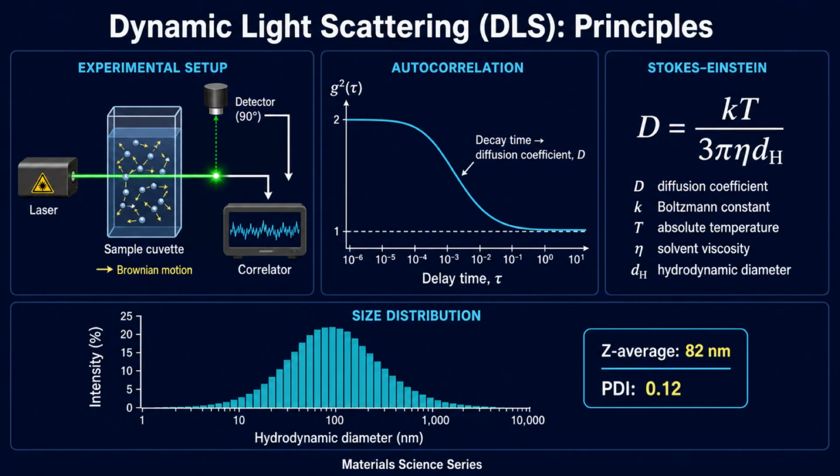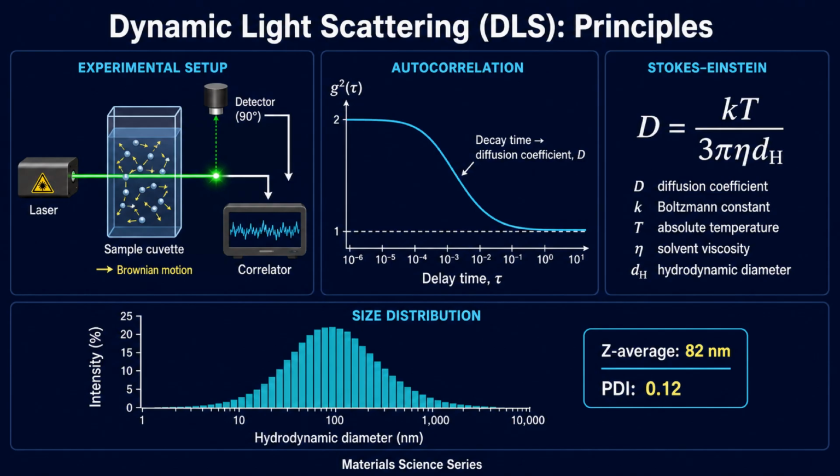Dynamic light scattering is a fast, non-destructive method for measuring particle size in suspension. A laser illuminates the sample, and scattered light is detected at a fixed angle, typically 90 or 173 degrees. Particles undergoing Brownian motion cause fluctuations in the scattered light intensity. Smaller particles move faster and cause faster fluctuations.